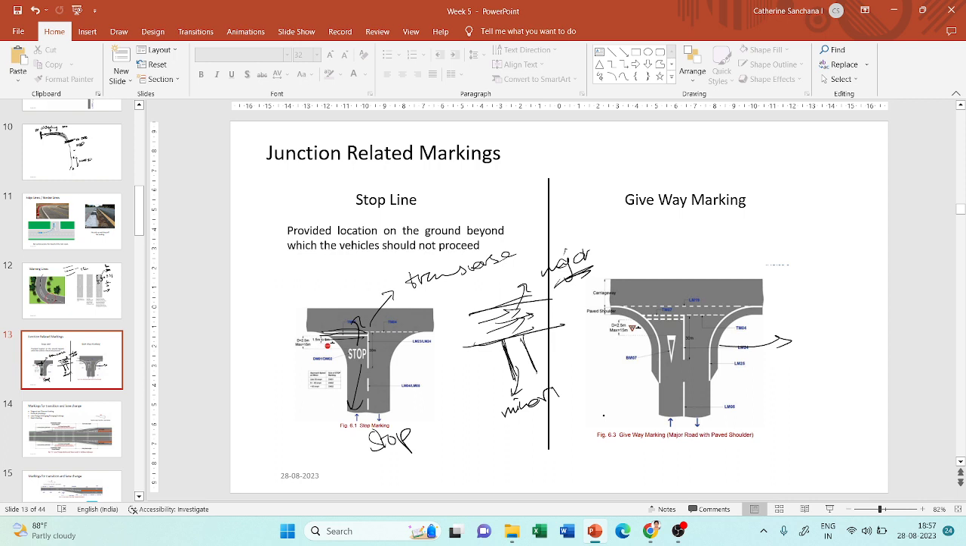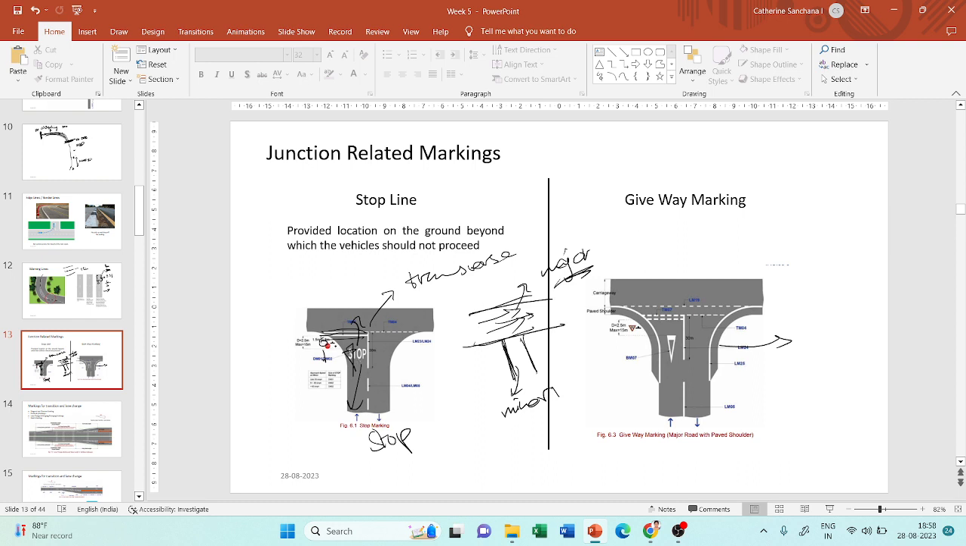Suppose you're mentioning a stop sign here, and your road marking says give way, it is going to confuse the vehicle users, right? So you should not provide both of them together. Either it is a stop sign and a stop line, or it should be a give way marking, not together.